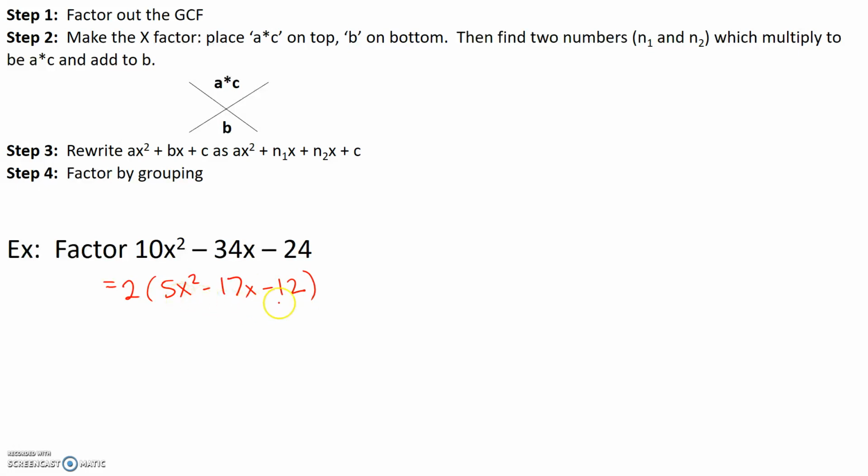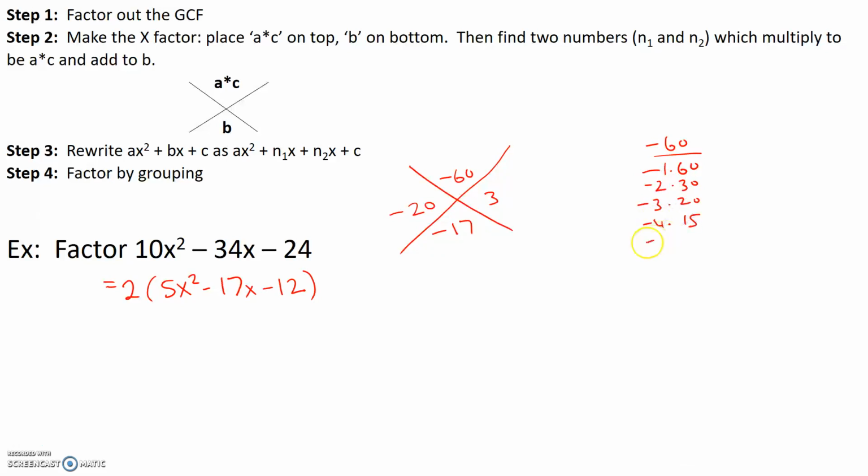Okay, now let's use the x factor. On top, we will multiply 5 and negative 12, that's negative 60. On the bottom, we'll put the middle term, which is negative 17. We want to find two numbers that multiply to be negative 60, add to be negative 17, which are negative 20 and 3. If that's not obvious, then we can list factors of negative 60, starting with 1. So there's negative 1 and 60, there's negative 2 and 30, there's negative 3 and 20, there's negative 4 and 15, negative 5 and 12, negative 6 and 10.